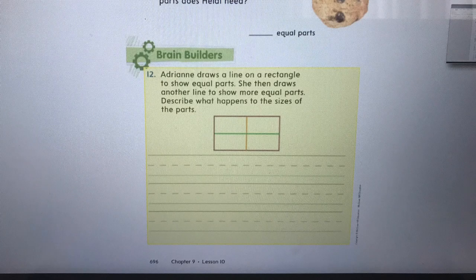Problem 12. Adrian draws a line on a rectangle to show equal parts. She then draws another line to show more equal parts. Describe what happens to the sizes of the parts when she cuts them in half. Think about equal parts.